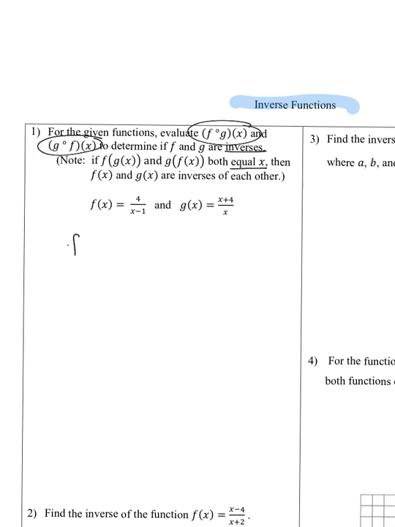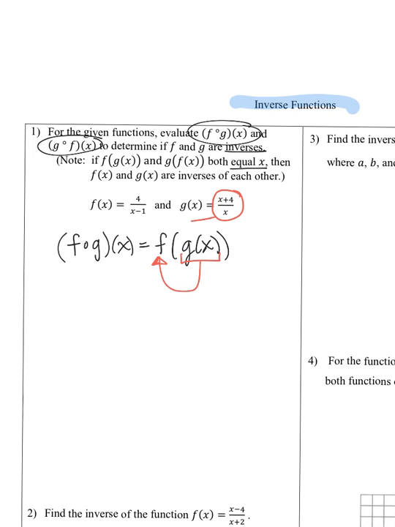So let's see, we're going to look at f composed with g of x, which is f of g of x, which means we're going to take the g of x function and plug it in to f, all of the places where there is an input. So here's our g of x. This is going to go right in place of that little x. So that will look like 4 over that input minus 1. So I'm going to stick the input in here. It's x plus 4 over x.